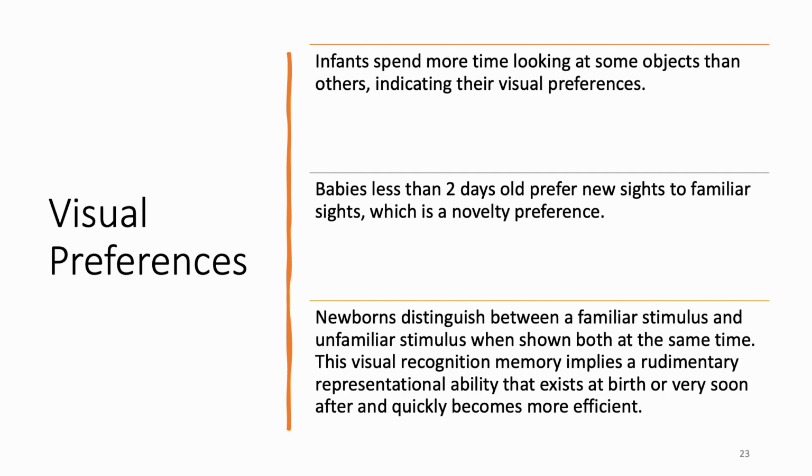Let's talk about visual preference. Infants spend more time looking at some objects than others, indicating their visual preference. Babies less than 2 days old prefer new sights to familiar sights, which is a novelty preference. Newborns distinguish between familiar stimulus and unfamiliar stimulus when shown both at the same time. The visual recognition memory implies a rudimentary representational ability that exists at birth or very soon after and quickly becomes more efficient.